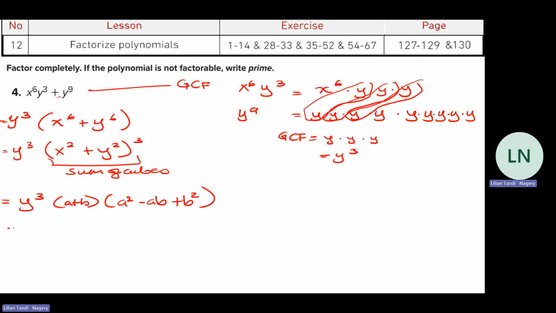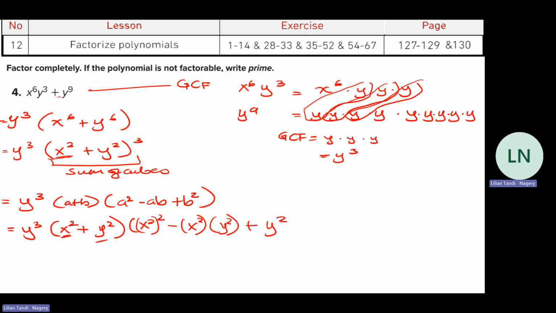Okay, so this becomes y cubed, that becomes x here, that becomes x squared plus y squared, that becomes x squared, what is it? X squared, but it's squared because that's your A and that's your B. Then here you're going to have minus x squared y squared plus y squared. Square it. Okay?